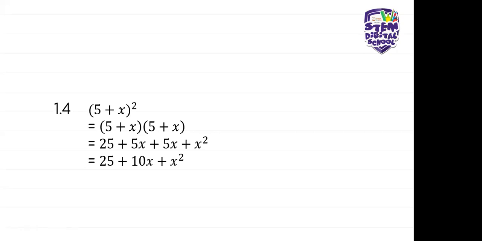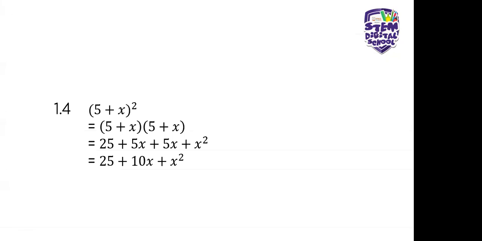Now that you have multiplied the two brackets, all that you need to do now is to group the like terms, exactly. Just to group the like terms, and we only have two of those. We have 5x plus 5x. So if you group them together, they will give you 10x. So your expression will be 25 plus 10x plus x squared. So this will be our expression.